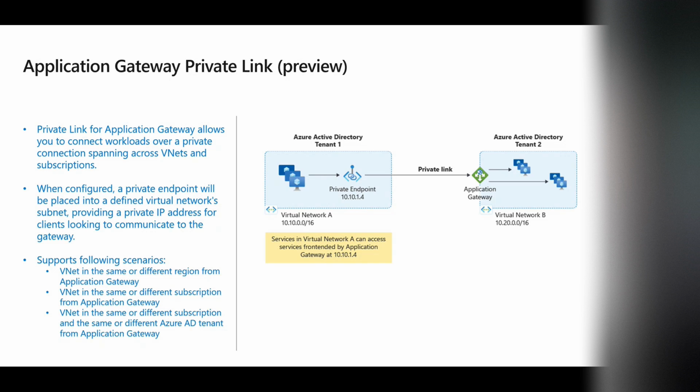Let's say that you created an application gateway and it's serving your customers who are coming over the internet. But then there are other customers who don't want to come over the internet. They want to access your services privately, but you still want them to come through the application gateway. In that case, this is a very powerful feature.